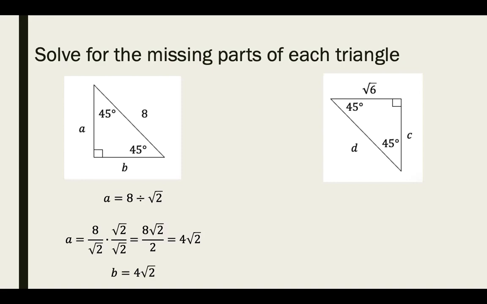For this other triangle, we have one of the legs being the square root of 6. That makes finding the other leg very easy. The two legs are always equal. So c is the square root of 6. And d is going to be the square root of 6 times the square root of 2, because to find the hypotenuse, we always multiply the leg times the square root of 2. So d is the square root of 12. But that can be simplified. If we want to simplify the square root of 12, it can be split apart into 4 times 3, and then the square root of 4 is 2. So our hypotenuse is 2 times the square root of 3.